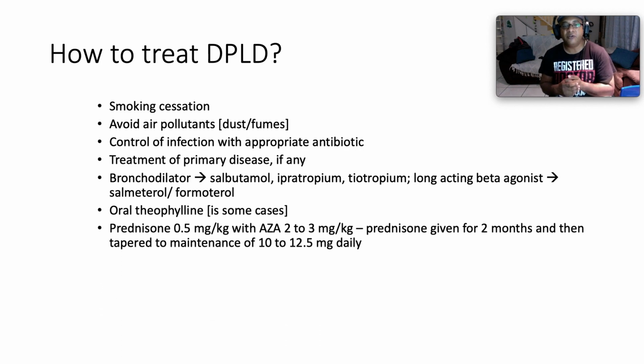Prednisone. So prednisone 0.5 milligram per kg with azathioprine for steroid sparing effect, 2 to 3 milligram per kg. Give the prednisone for at least 2 months, then taper to a maintenance of 10 to 12.5 milligram daily.